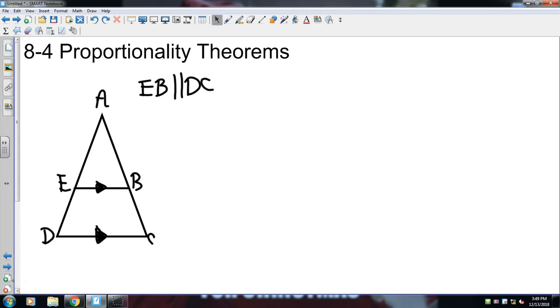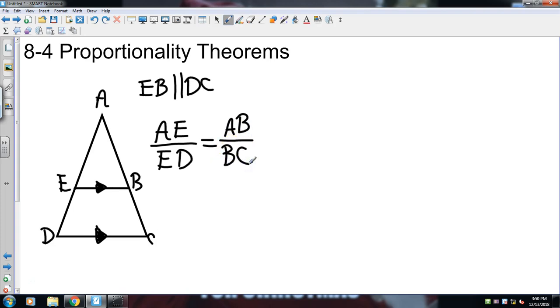What that's going to do is allow us to set up proportions of the sides of these triangles. So if those two things are parallel, then it is true that AE over ED is proportional to AB over BC. Again, that only holds true if EB is parallel to DC.